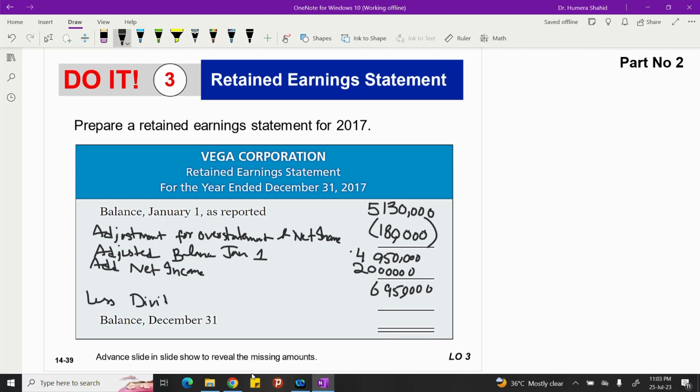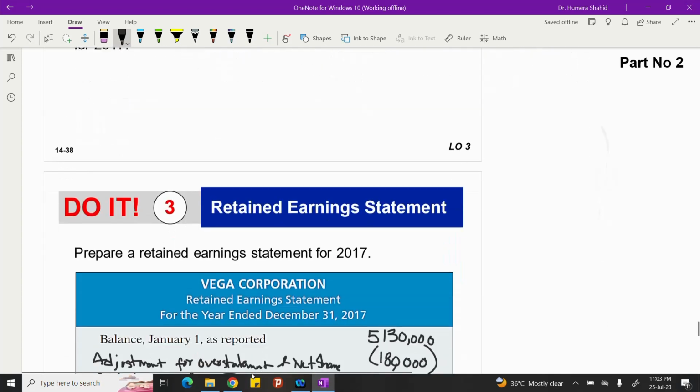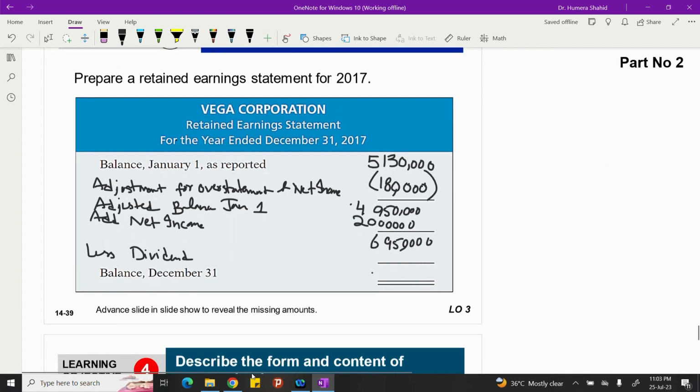You can write dividend, you can write cash dividend. How much is that? The dividend is 250,000. So let's write here 250,000. So what is the ending balance? 6,700,000.